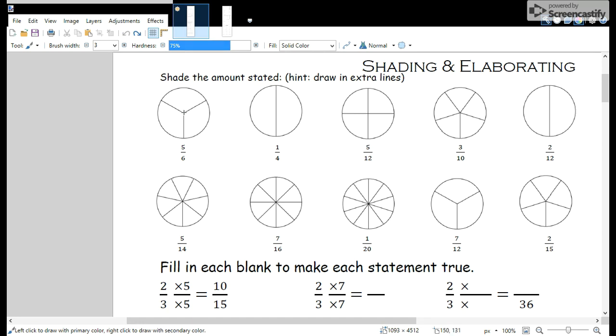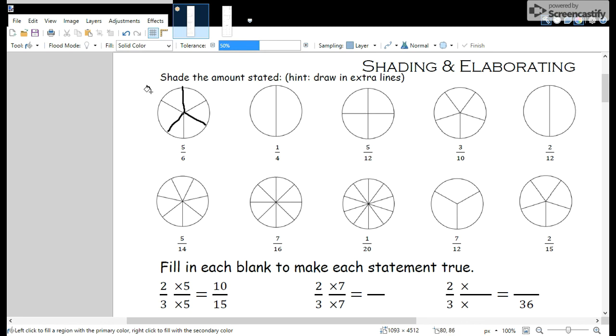So to make 6 equal parts, we'll put a line in the middle of each of our parts here. Now we have 6 parts. From here, we want to shade in 5 of them. And that's it. You'll do that for the rest of these examples.